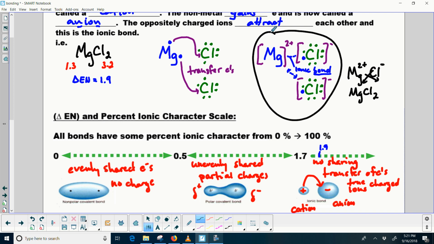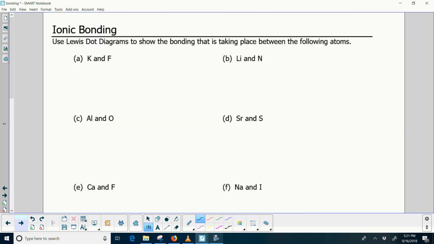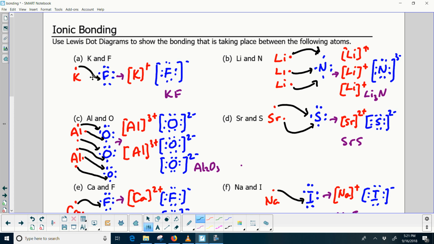So what you're going to do now is go to your workbook and practice drawing ionic bonds with the Lewis dot diagrams. You're going to show how the electrons are being transferred from the cation to the anion. So I want you to show the transfer, and then I want you to show the formula and the final ions that are present there, the cation here and the anion. So do that for this workbook page.